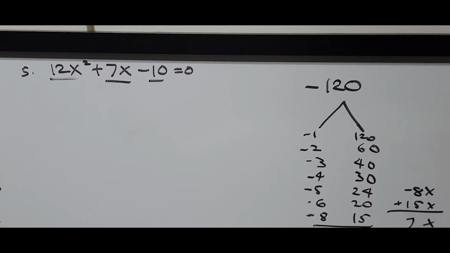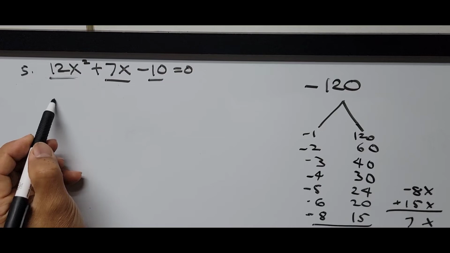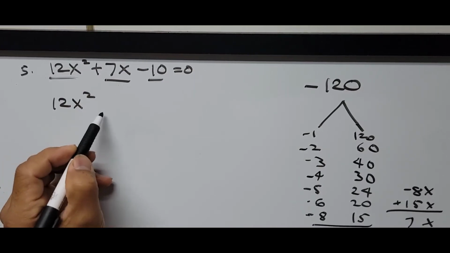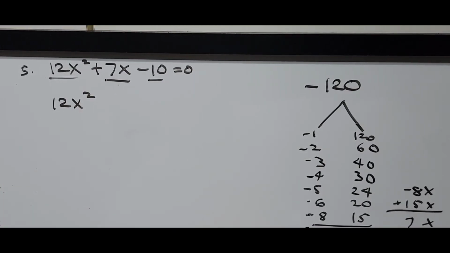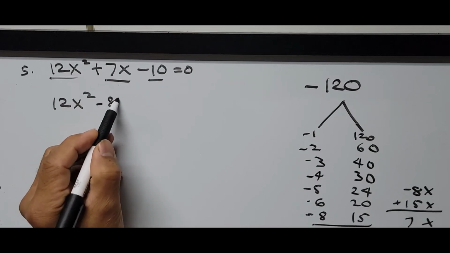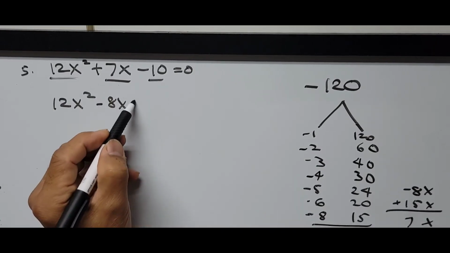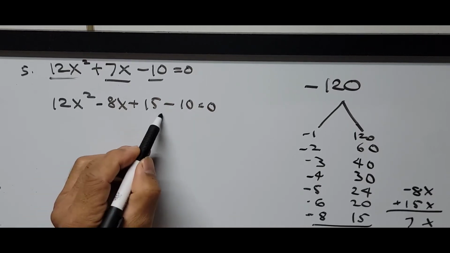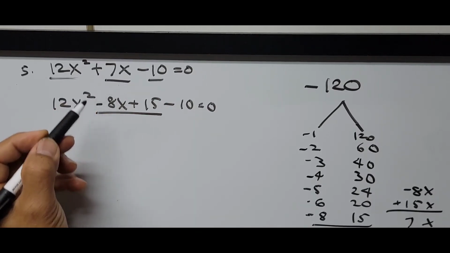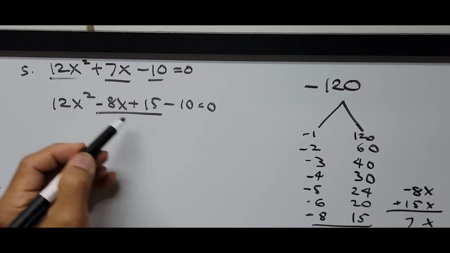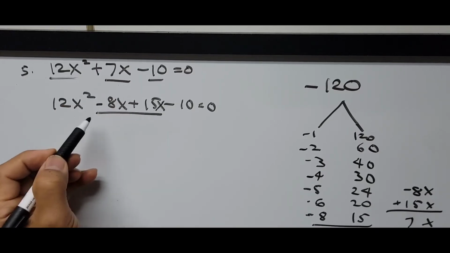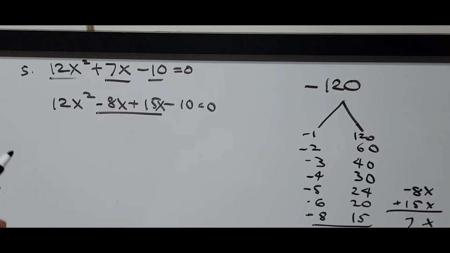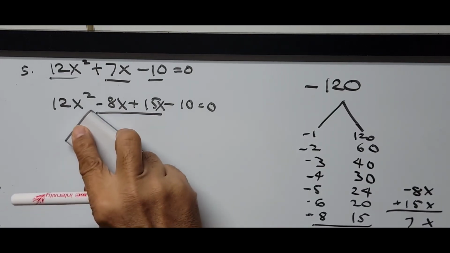Okay, so in here now, just write it down. 12x squared, and here, this is minus 8x plus 15x minus 10 equals 0. And this yields the middle term. So 15 minus 8 is 7, 7x.